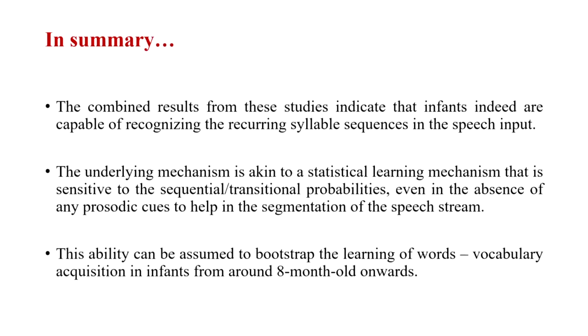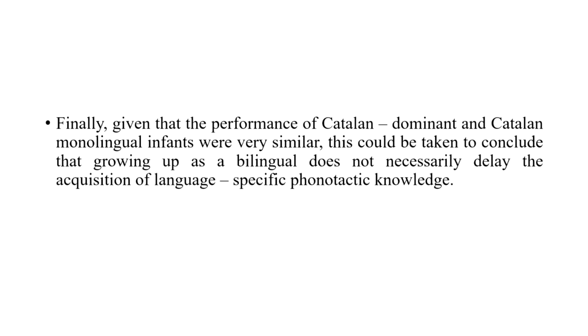To summarize, the combined results from these studies indicate that infants are capable of recognizing recurring syllable sequences in the speech input, the statistical regularities in the speech input. The underlying mechanism, as Saffran has very well demonstrated, is similar to a general statistical learning mechanism, which is sensitive to the sequential or transitional probabilities of how syllables or phonemes occur one after the other, even in the absence of prosodic cues such as rhythm, tempo, stress, and so forth. It helps in segmentation, and this is what they use to segment the continuous stream of speech. This ability is supposed to help infants bootstrap the acquisition of vocabulary, and it starts very early, from around 7.5 to 8 months onwards. So this is one of the candidate abilities very relevant to segmentation of speech.